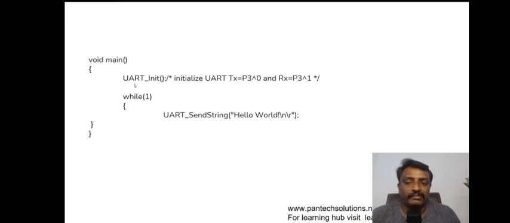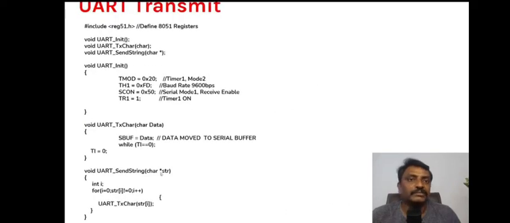This is the main program. First call the initialization function. I have put a simple while loop, and I'm going to send the string hello world. UART send string is a function which I have written, which gets the value from the pointer and transmits the character, one by one.